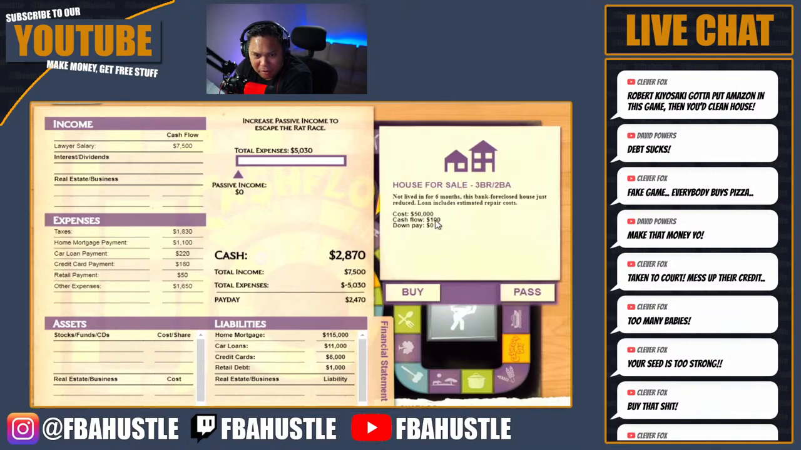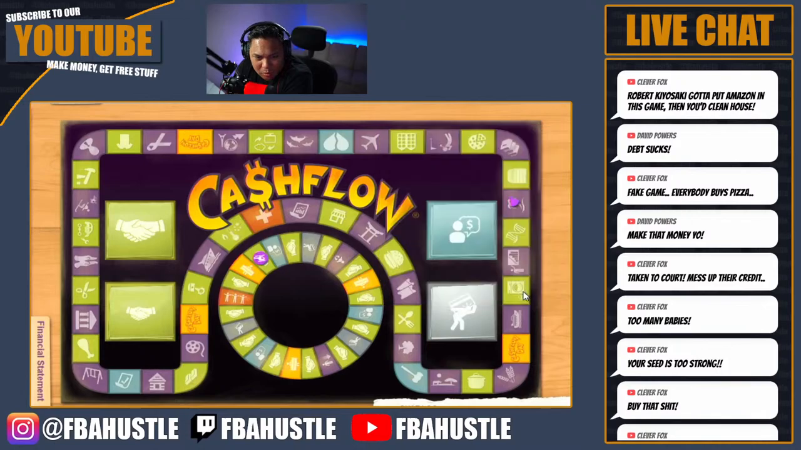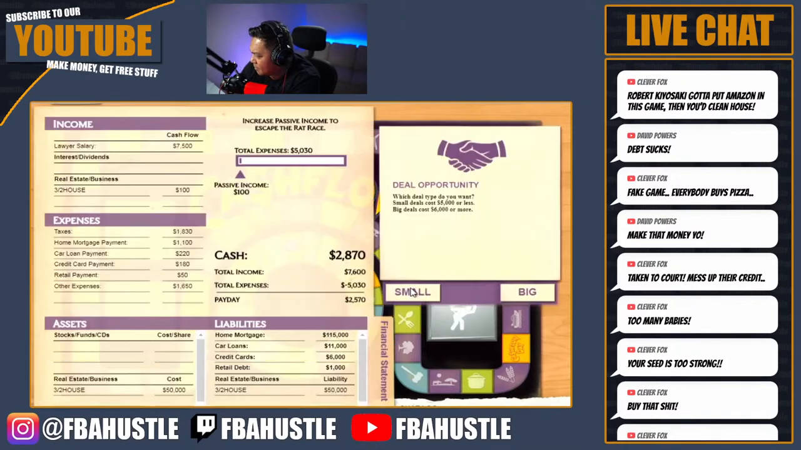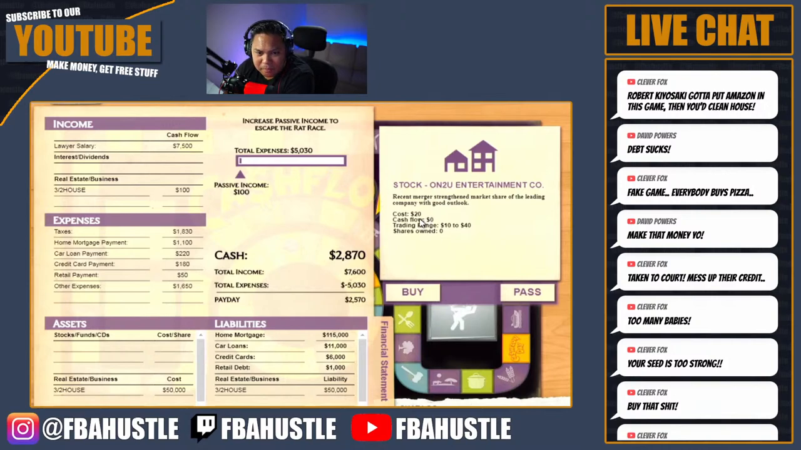Ooh, perfect. Zero down payment, $100 positive cash flow for a property. All right, 50,000. Quote unquote buy. All right, where are we at? Deal opportunity. We're still at 2800. Go for a small. ON to you is at $20. Normally it's between 10 to 40, so that's right in the middle. I'm gonna pass on this.